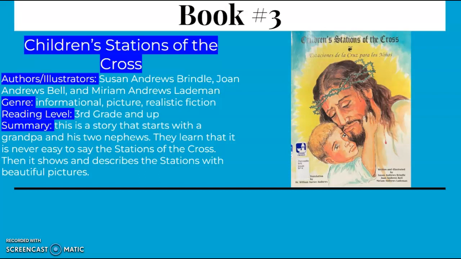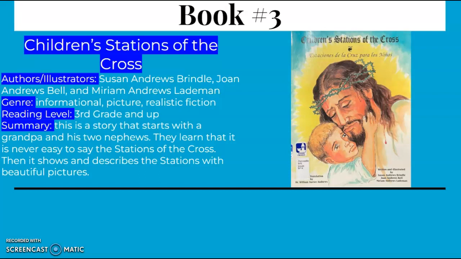For my third book, I have Children's Stations of the Cross, and this was written and illustrated by Susan Andrews Brindle, Joan Andrews Bell, and Miriam Andrews Lademan. The genre is informational, picture, and realistic fiction, and the reading level is third grade and up. And this was a story, and it first starts off with a grandpa and his two nephews in a church, and they are looking at all of the stations around the church.